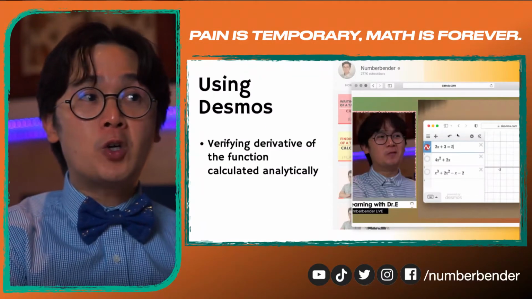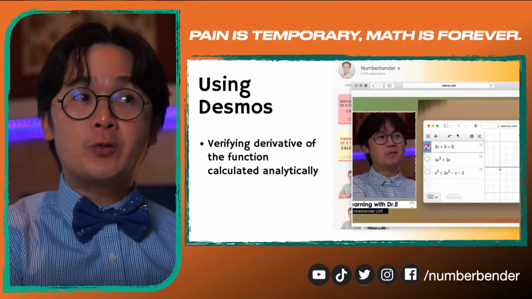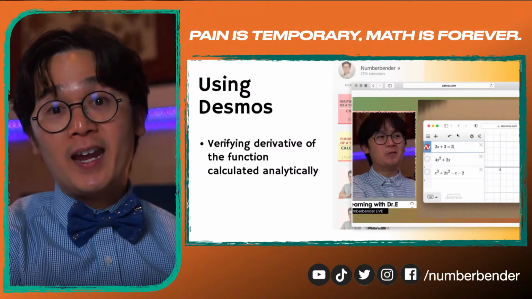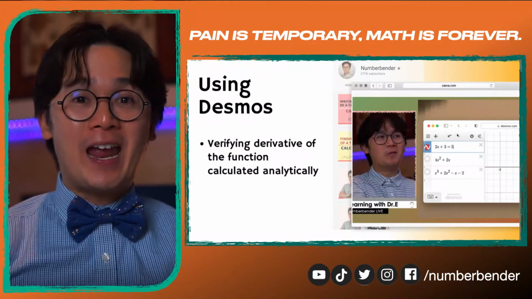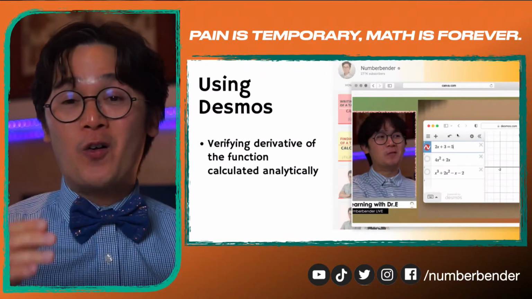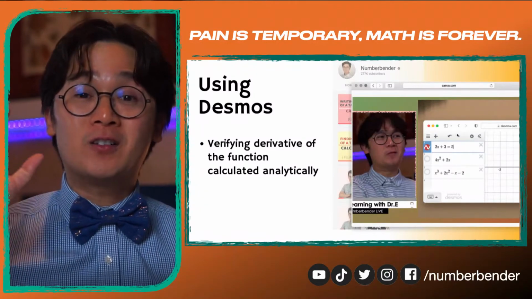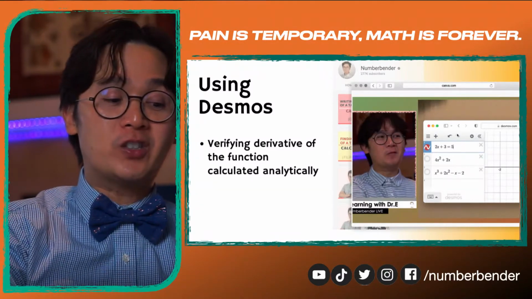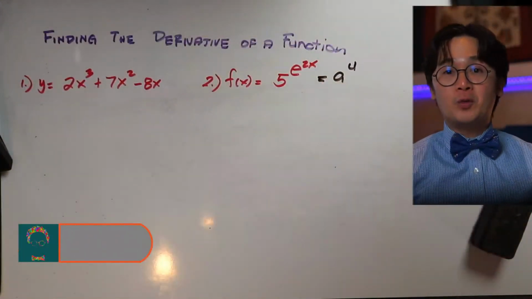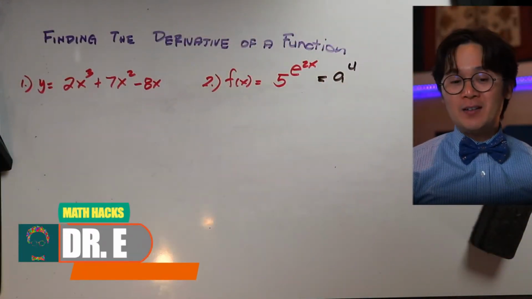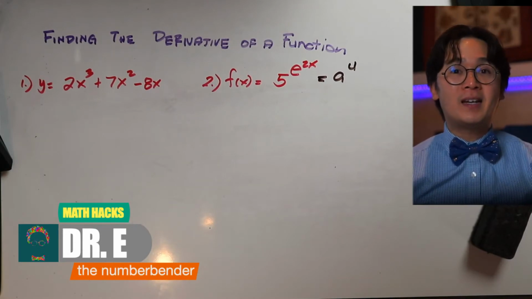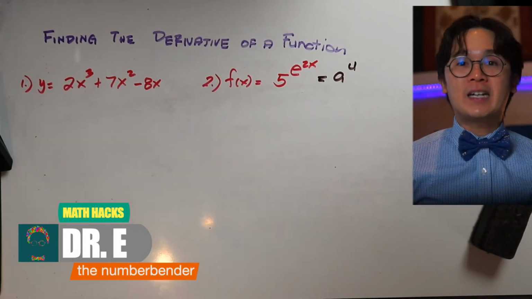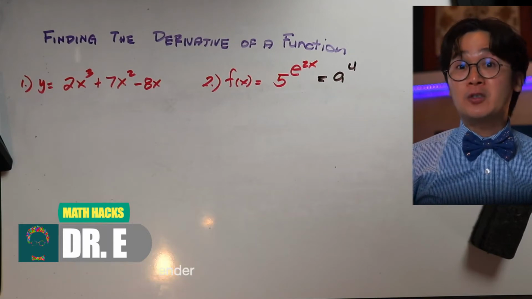So I'm going to show you how to use Desmos, or technology, to make sure that your answers, and how you use the derivative formula, are correct. These are some of the examples that I'm going to be working on. We know that some of them are easy, like problem number one, and some of them can be a little bit complicated, like this function right here, 5 raised to e raised to 2x.